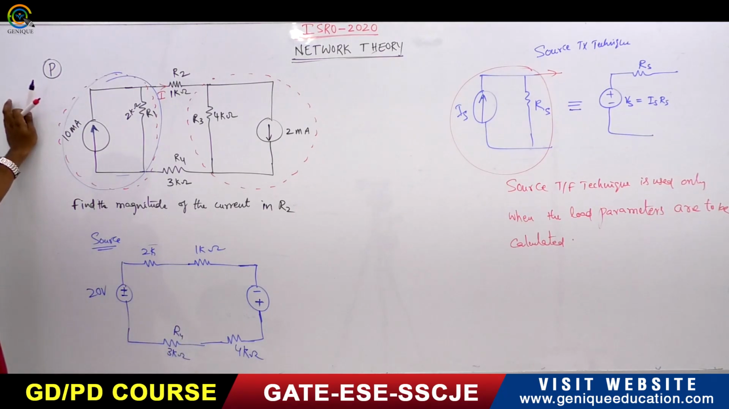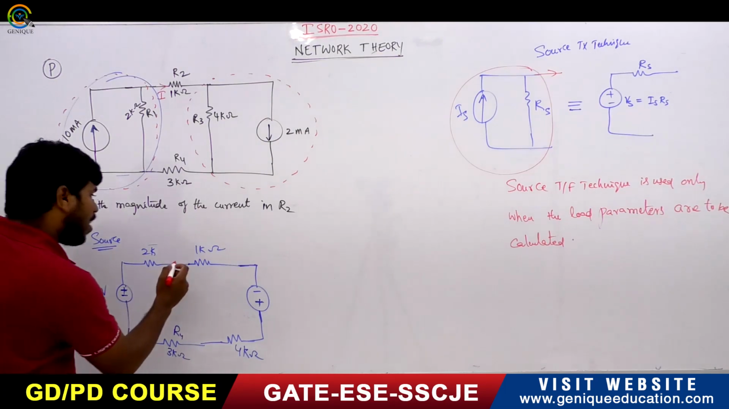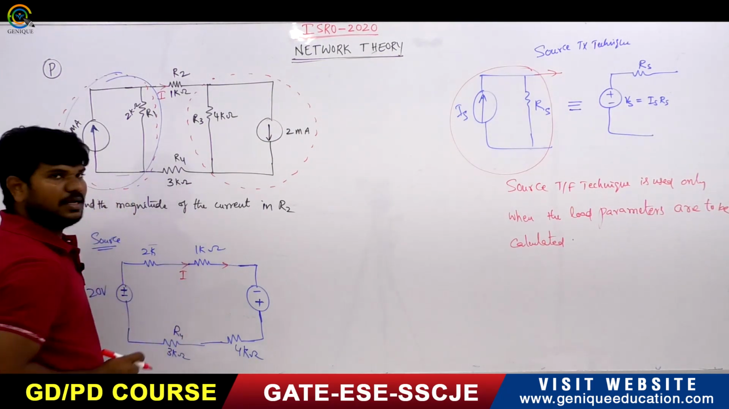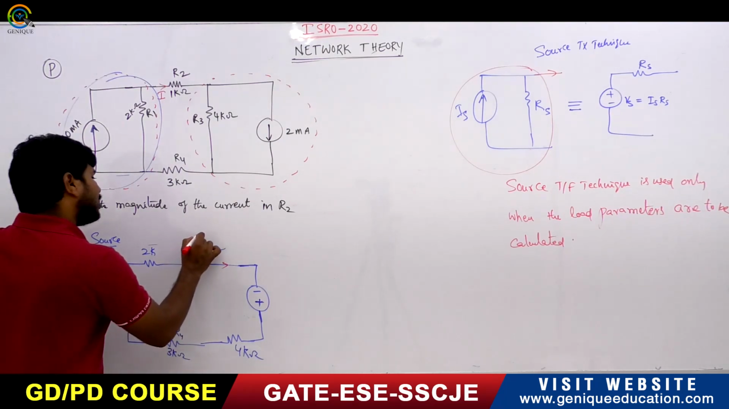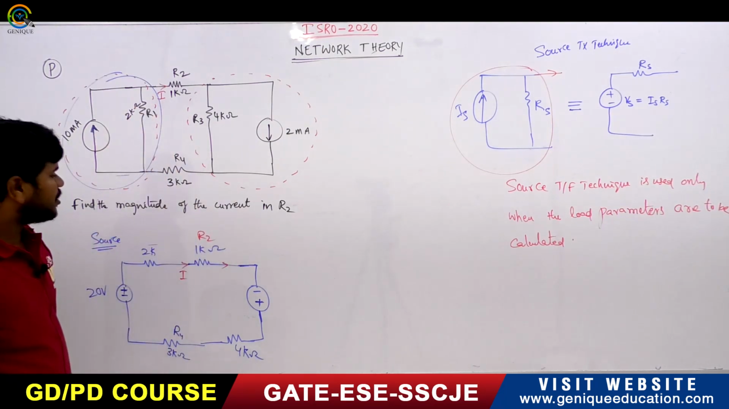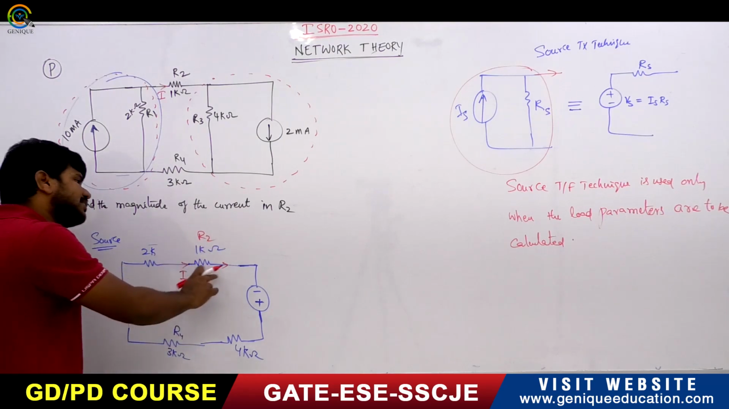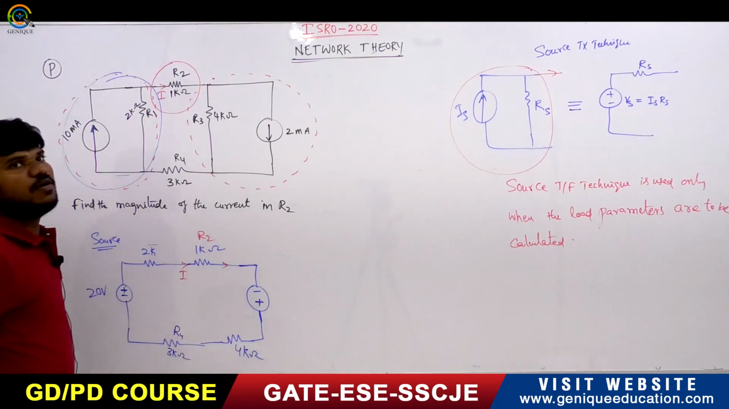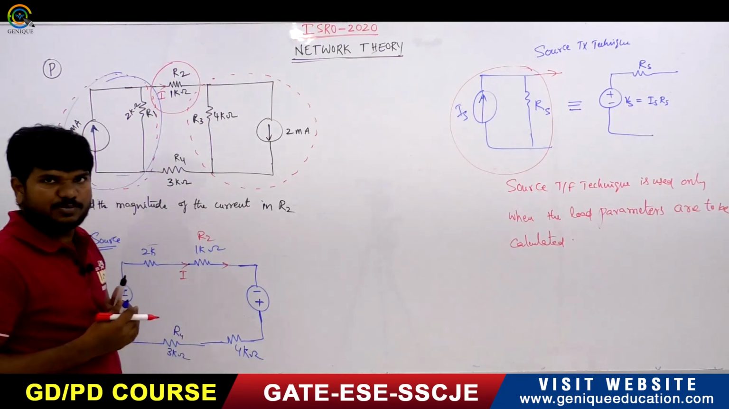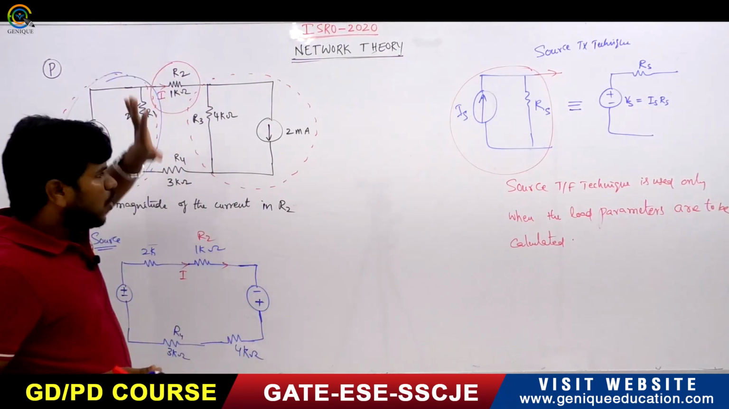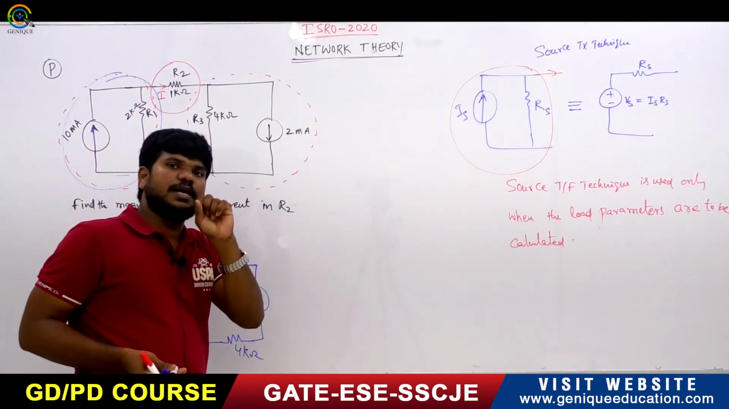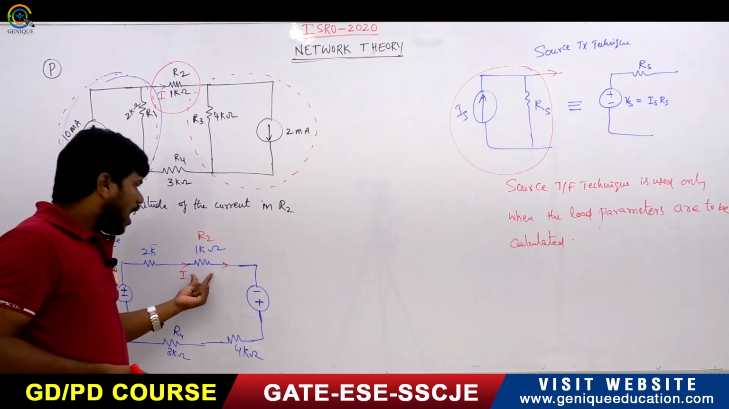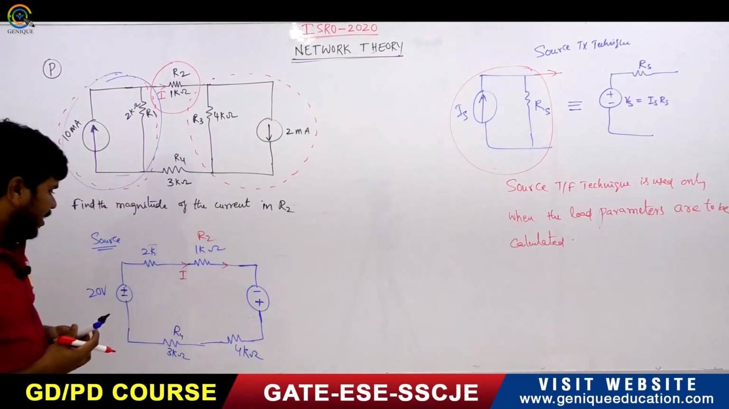Now what do we have to find? I have to find the current through the 1K resistor, the current through R2. R2 is a 1K resistor. See, I didn't disturb this one. I should not disturb the branch in which I have to find the response. So don't disturb the branch in which you have to find the response. That's why I have kept R2 in the same manner.